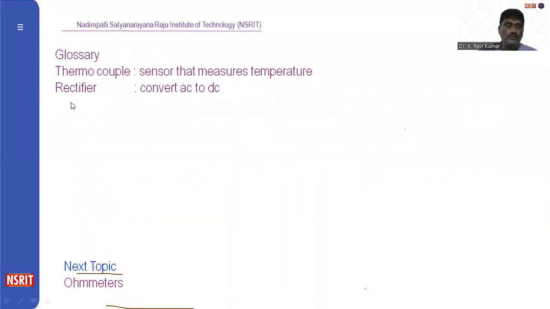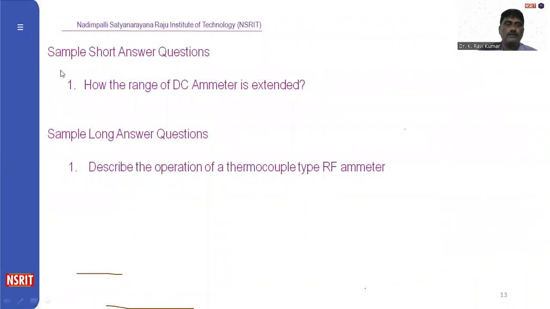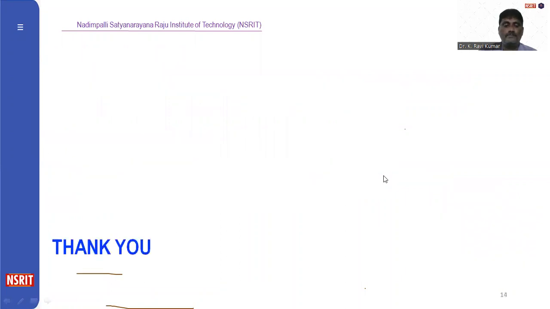So these are some glossaries. Thermocouple means a sensor that measures temperature. A rectifier means it converts an AC to a DC signal. The next topic is ammeters. The sample short answer question is: how is the range of a DC ammeter extended? The sample long answer question is: describe the operation of a thermocouple type RF ammeter. Thank you.